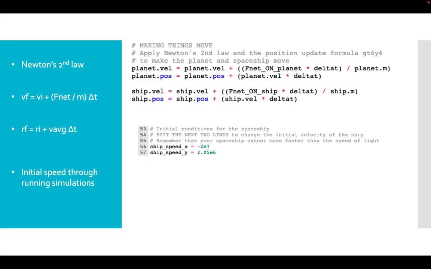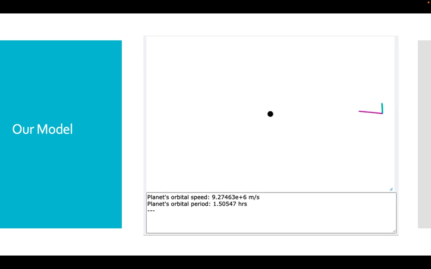And for initial speed, I just ran a few simulations to see which ones would work the best, and this is the initial speed that I found worked the best. So if we look at our model, it gets super close to the black hole, and then it goes out of orbit.